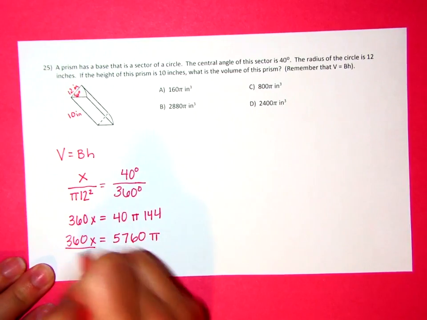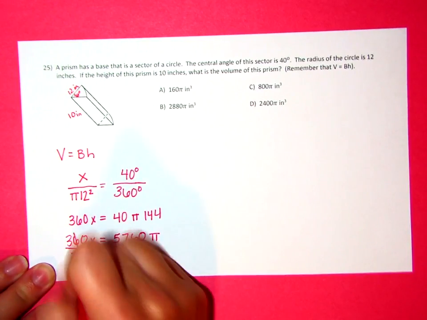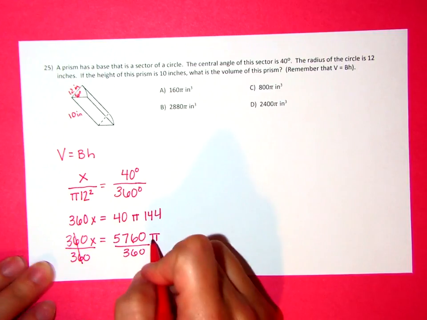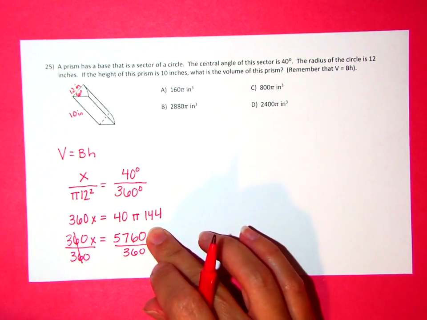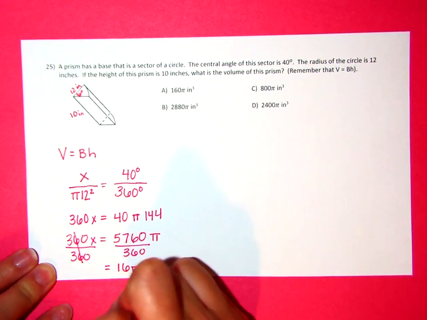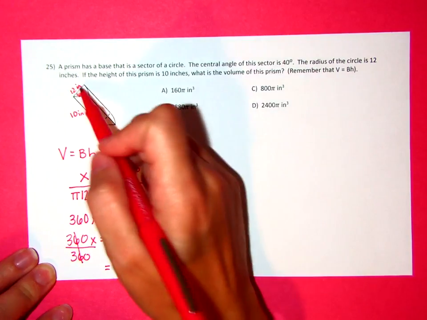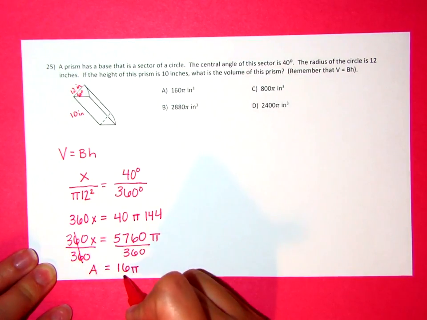Let's go ahead and divide both sides by 360. Now, it's going to cancel on this side, and I'm not going to put pi in my calculator. All I'm going to put in my calculator is 5,760 divided by 360. And what that's going to give me is 16. Now I'm going to put that pi back on it. So the area of the sector of this circle is going to be 16 pi.